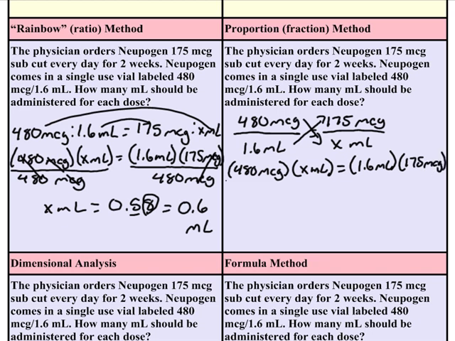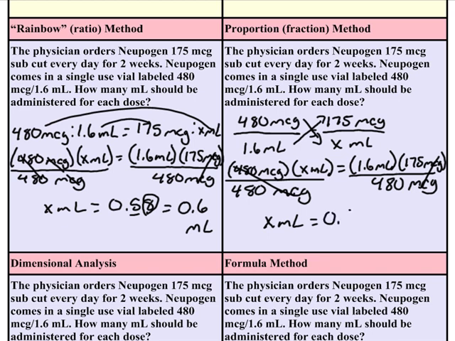Again, to get the x by itself, we need to divide both sides by 480 micrograms. 480 micrograms cancels out on the left, leaving us just with x mLs. On the right-hand side, the unit micrograms cancel, and we're left with 1.6 milliliters times 175 divided by 480, and we discover we need to give 0.58 milliliters. Since we need to round this to the tenths place, the 5 is in the tenths place, and the 8 tells us to round up. Therefore, we give 0.6 milliliters.